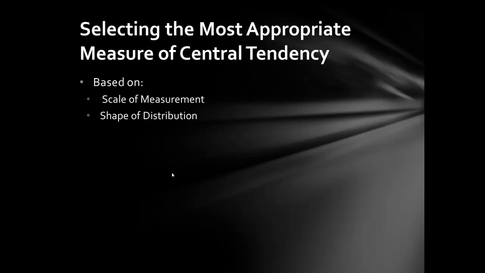So far you've learned about different scales of measurement, different shapes of distributions, remember normal, positive, negative, skew, bimodal, and now you've learned about measures of central tendency. All three of those things are important to understand so that you can dictate which measure of central tendency is the most appropriate on a purely descriptive basis. So if you're just trying to accurately describe your data, which measure of central tendency should you use? And this decision, again, is based on the scale of measurement and the shape of the distribution.